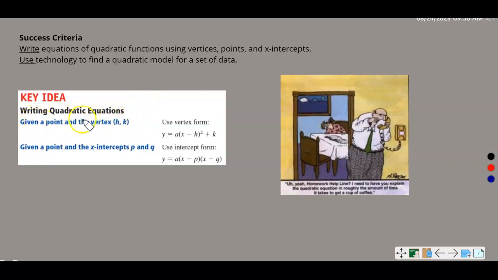When you write a quadratic equation given a point and a vertex, you will use vertex form, y equals a, parentheses, x minus h squared plus k. You've seen this before, but this is easy when you have a vertex and a point to write an equation. Given a point and the x-intercepts, which we're calling p and q, you can use intercept form, y equals a times two binomials, x minus p and x minus q, where again, p and q are your intercepts.